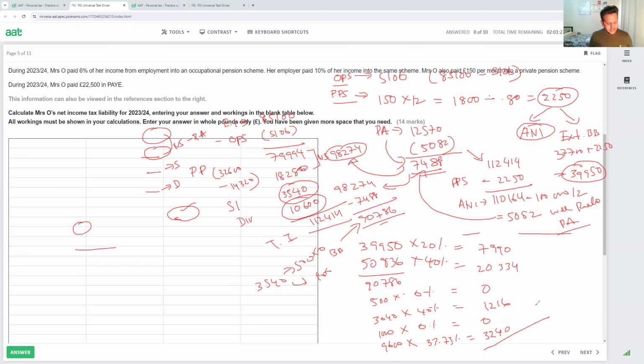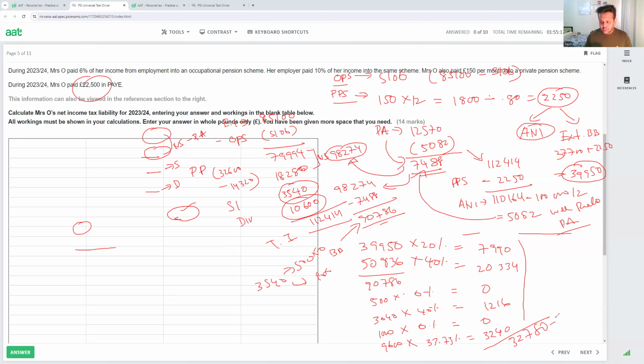So 7,990 plus 20,334. And then, once we have added all of this, the taxes, that should give us 32,780. So 32,780. And do not forget to minus the PAYE, that tax we already paid.